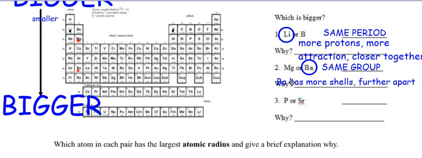Now, what about phosphorus and strontium? All right, so let's find strontium and phosphorus. So here's phosphorus right here. And here is strontium right here. So we're going in kind of like this diagonal direction, okay? So are they in the same group? No. Are they in the same period? No, they're neither. So then what? All right? How do you decide?